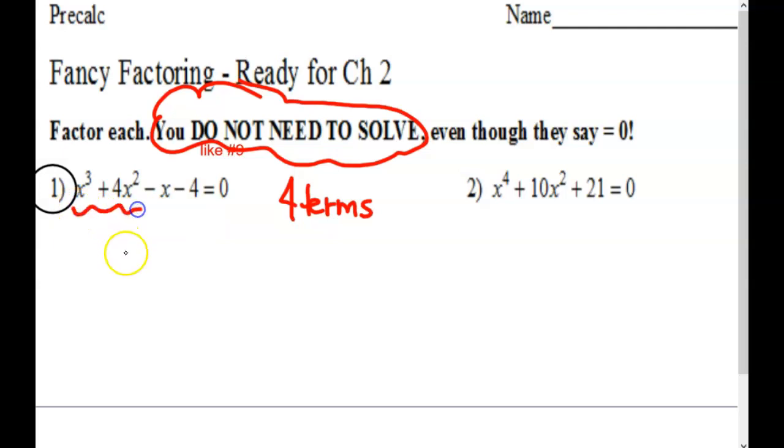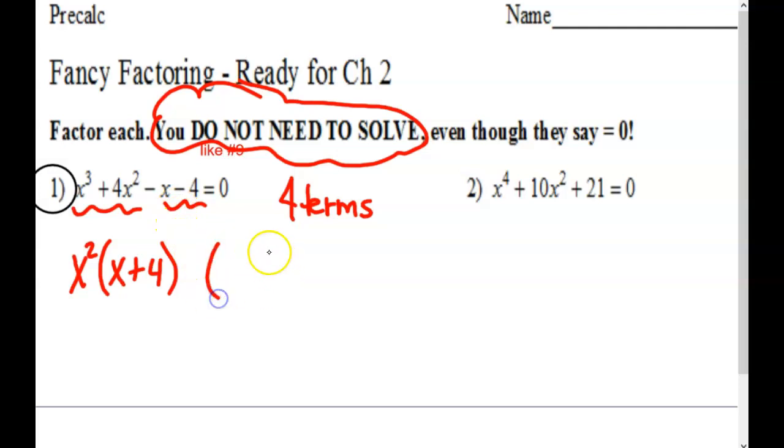So if I group these first 2 and these second 2, what can I take out of the first 2 terms? X squared, and that would leave an x plus 4. Everybody okay? I had some of you who were not factoring out a monomial correctly on the inverses, so you're scaring me. So please let me know if this isn't making sense.